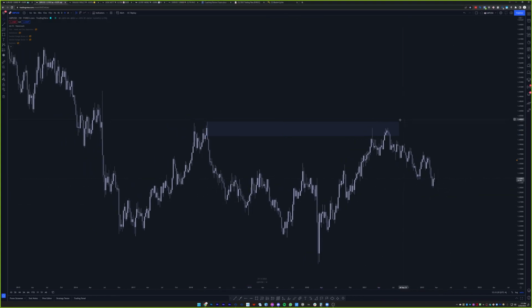Good, good. So here's our weekly POIs, right? As we always mark them out. Let me select it. Okay, there's our weekly. We obviously have this huge wick, which we can kind of mark like this.